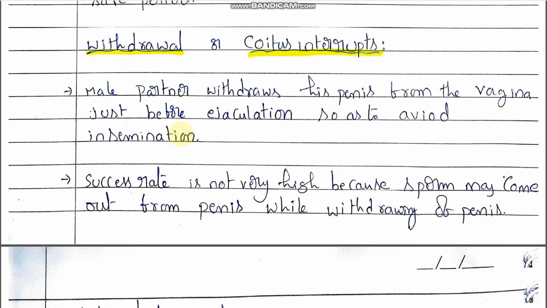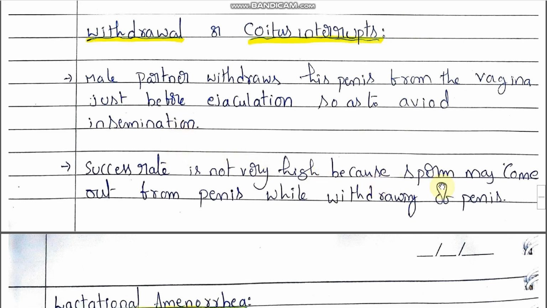fertilization and pregnancy. The success rate is not very high because sperms may come out from the penis while withdrawing. So there is a chance of releasing some percentage of the semen in the vagina. Then there is a chance for fertilization. So the success rate is not very high in the withdrawal or coitus interruptus.